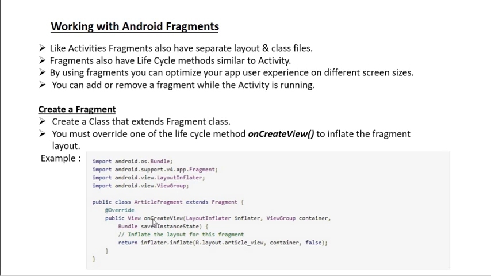Here the class name is ArticleFragment, which extends Fragment. Here we have to override one lifecycle method called onCreateView. That method contains three parameters: a LayoutInflater object, a ViewGroup object, and a Bundle object. Using the LayoutInflater object, we call a method called inflate. The first parameter is the layout reference, which is the layout corresponding to this fragment. The second parameter is the container, and the final parameter is a boolean value. So this is a simple example of a fragment class.